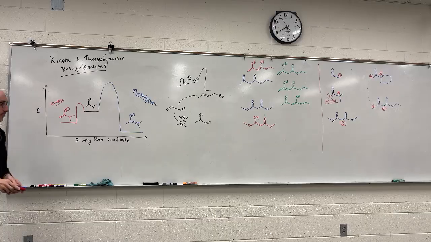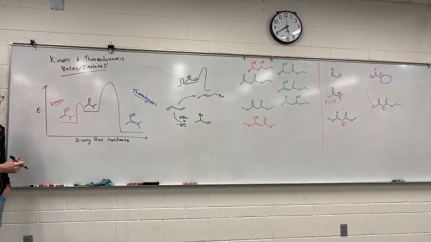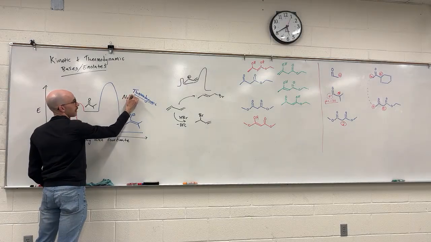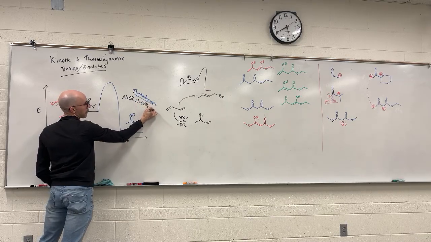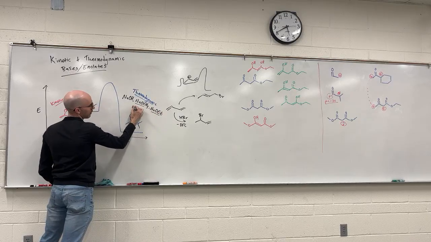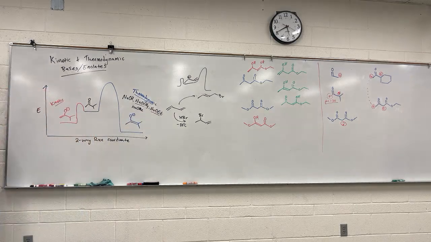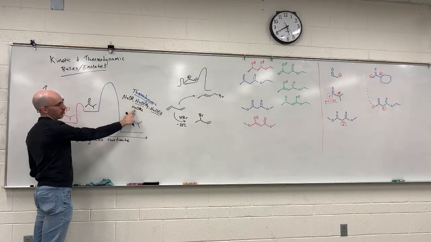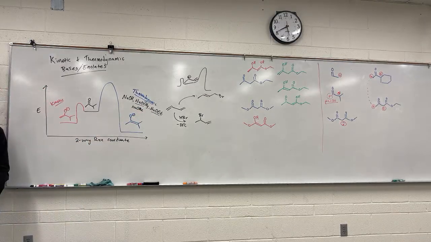So what would we use? Well, a lot of times our thermodynamic bases are small things like sodium hydroxide, sodium methoxide, sodium ethoxide. I want to point out that I'm writing methoxide and ethoxide a couple of different ways. I can write NaOCH3 or NaOMe, and I can abbreviate ethoxide as OEt.